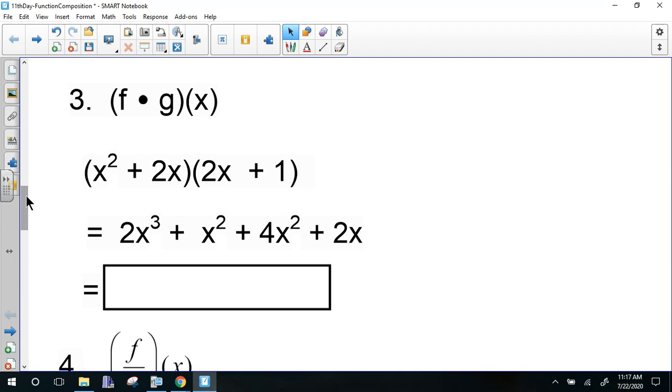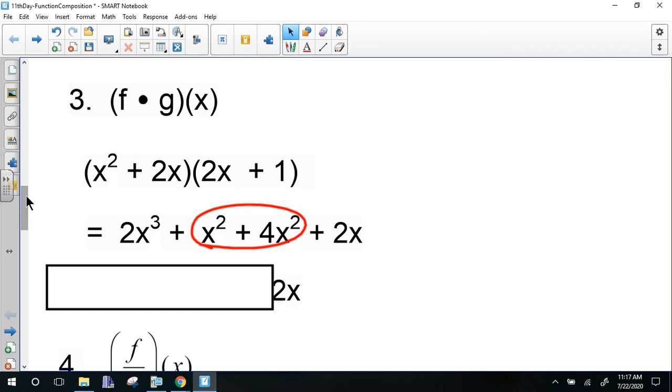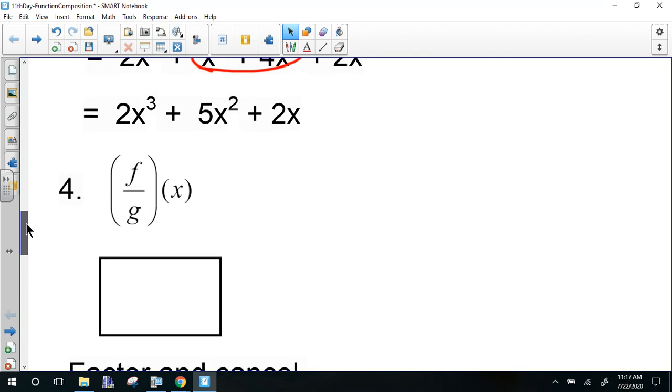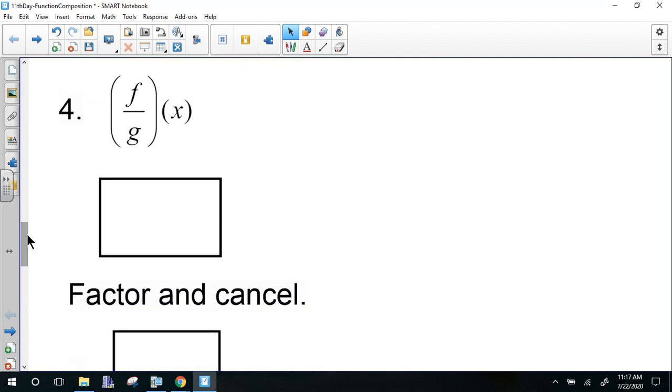Now I can combine any like terms, but it just so happens there are not any. But I do want to write my final answer in standard form. Take that back. We got some like terms right here. Combine those and we get 5x squared. So 2x cubed plus 5x squared plus 2x. Again, if I'm going too fast on the video, please pause it at any time.